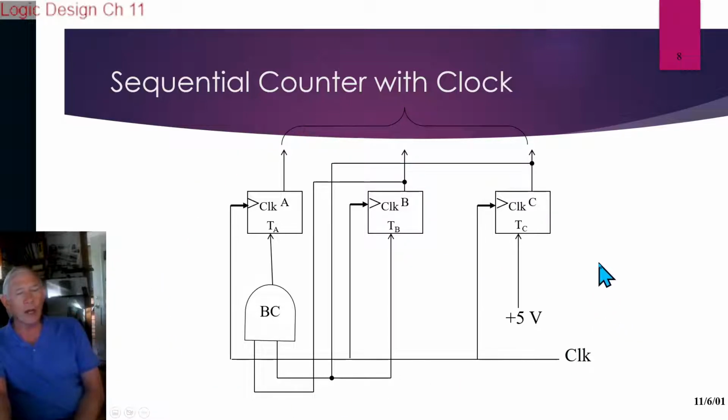Otherwise, when we power this up, it's going to come up in one of the random states. It'll be either 0, 1, 2, 3, 4, 5, 6, or 7. So we just let it come up, and then with each clock tick, we know it's going to start going through the proper sequence. Okay, so that's the circuit.